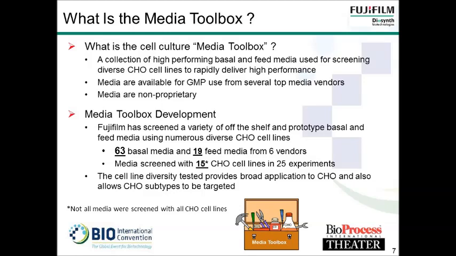So with a good cell line diversity as a focus, Fujifilm has screened quite a lot of off-shelf products as well as prototype basal media and feed media from different vendors to cover a lot of diverse CHO cell lines. So you can see the numbers here, including 63 basal media, 19 feed from 6 different major vendors, as well as 15 different CHO cell lines, and cover all the cell subtypes in this market, DG44, GS CHO, DuxB11, you name it, so pretty much everything, to cover the good cell line diversity.